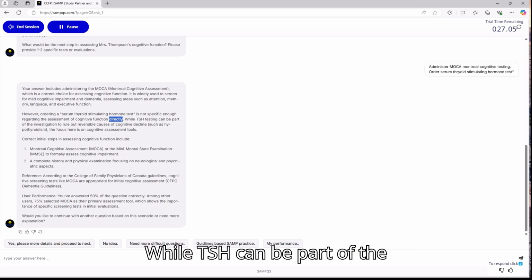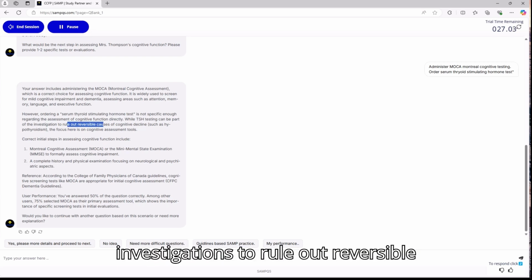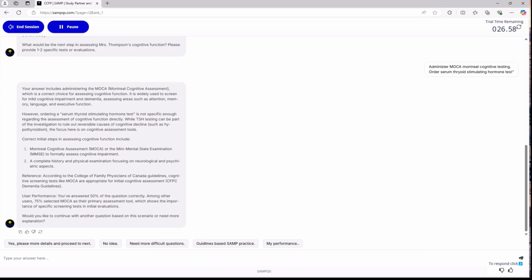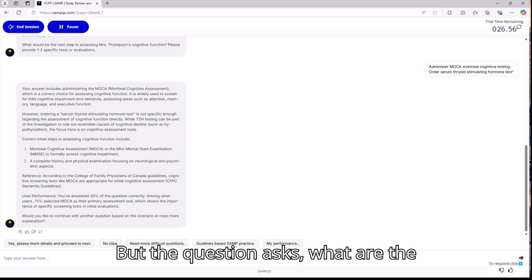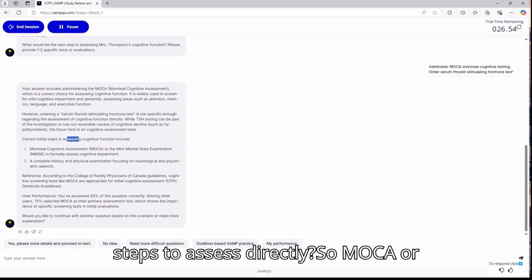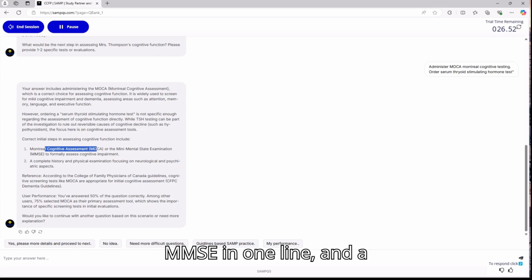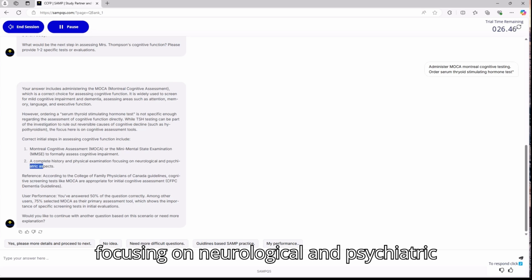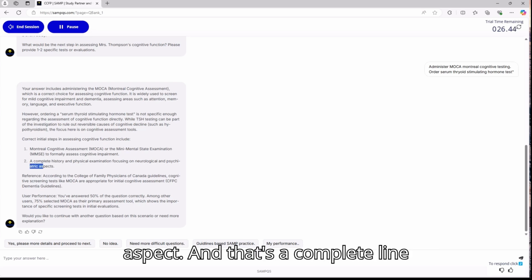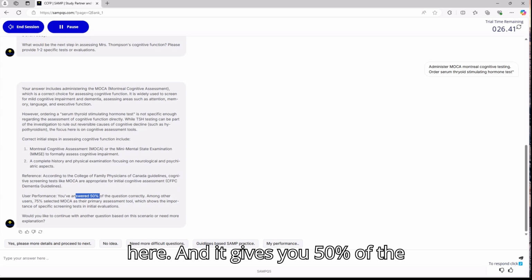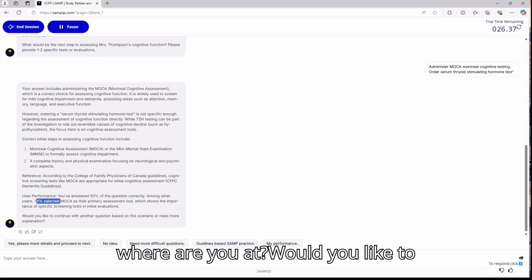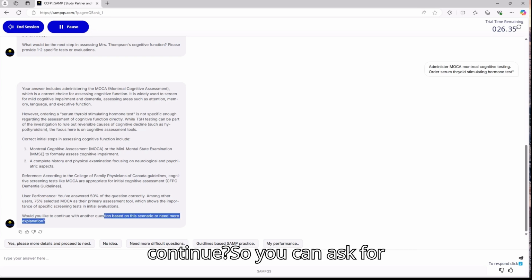While TSH can be part of the investigations to rule out reversible causes like hypothyroidism, the question asks, what are the steps to assess directly? So MOCA or MMSE in 1 line, and a complete history and physical examination focusing on neurological and psychiatric aspects. And that's a complete line here, and it tells you 50% of the answer is right, and it gives you where you are at. Would you like to continue?